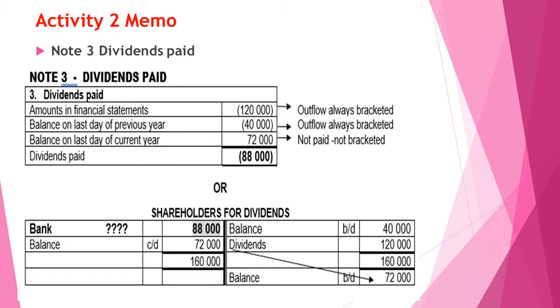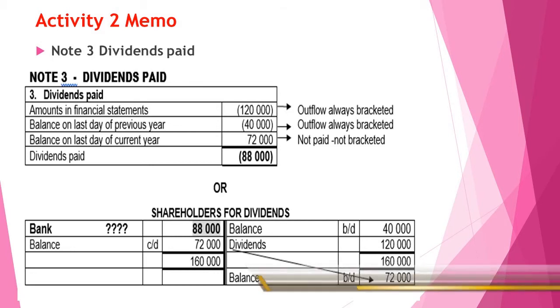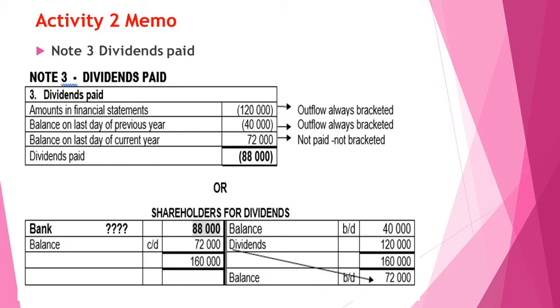Like I said, 120,000 plus 40,000, both being negative, will give us a negative 160,000 plus 72,000, you get your 88,000, which is an outflow. Dividends paid, or you use the ledger account shareholders for dividends, and then you are able again using that to calculate the dividends paid.